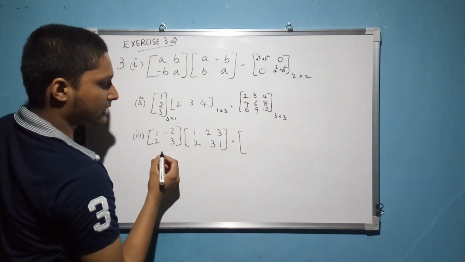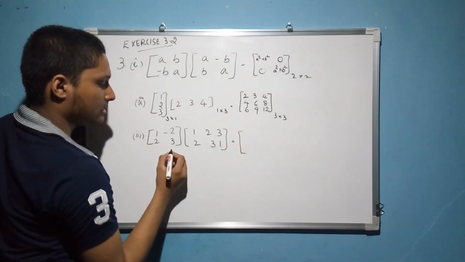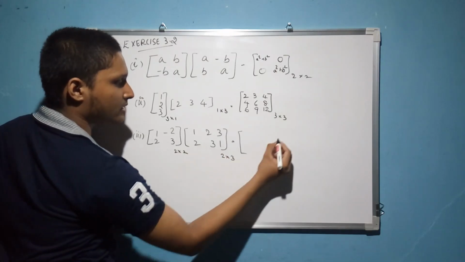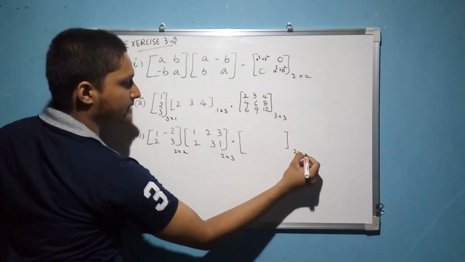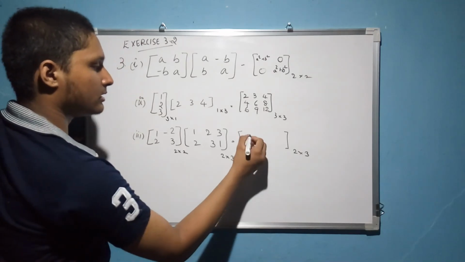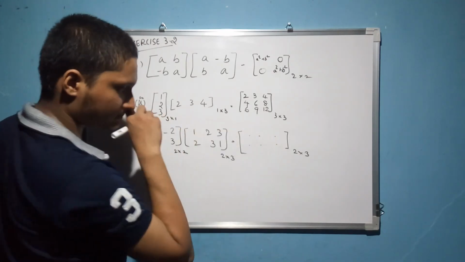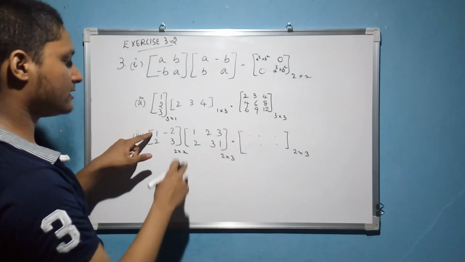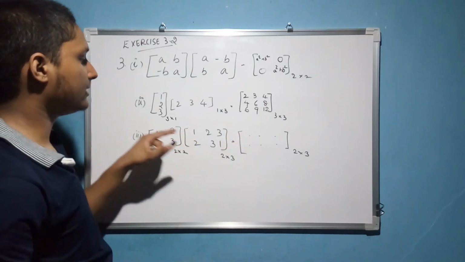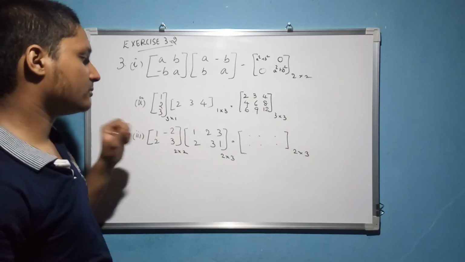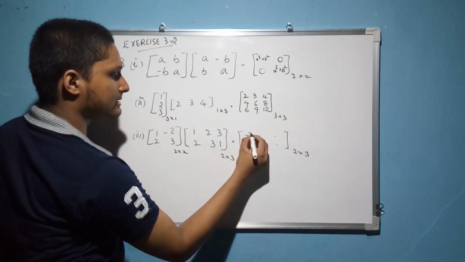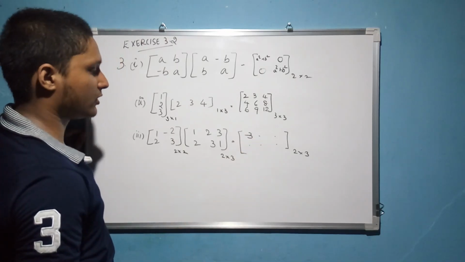Okay, now we'll find the order of these two. That is 2 by 2 is this one, and this is 2 by 3. Therefore what you are going to get is also 2 by 3 over there. You are going to get 6 entries like this only. So what is there in the first position is first into first, that is 1 into 1, plus minus 2 into plus 2, that is minus 4. 1 minus 4 is minus 3. Minus 3 is what you are going to get.